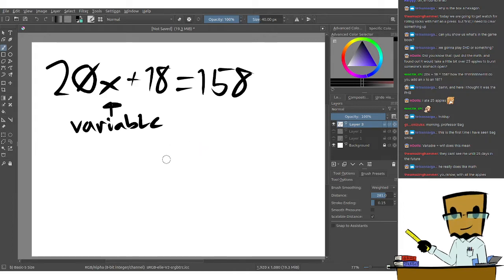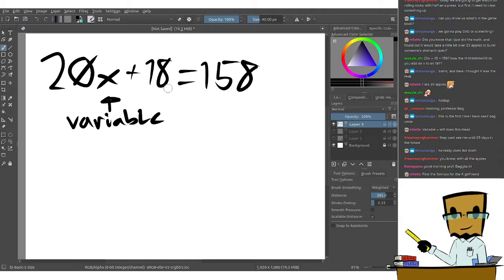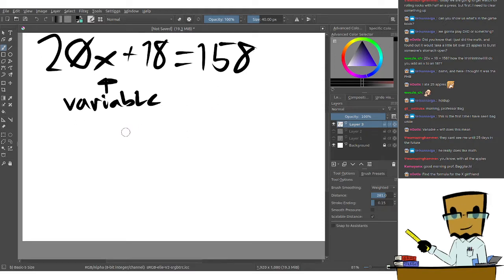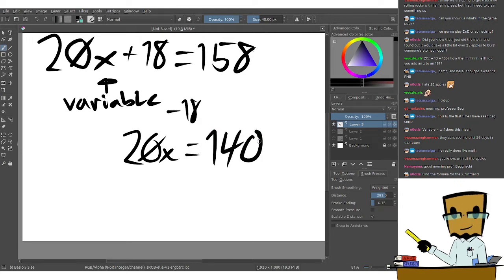But yeah, so we can do what we just did there. We'll remove those 18 free-floating apples from the 158. Minus 18. 20x. I mean, 20 boxes equals 140 apples.